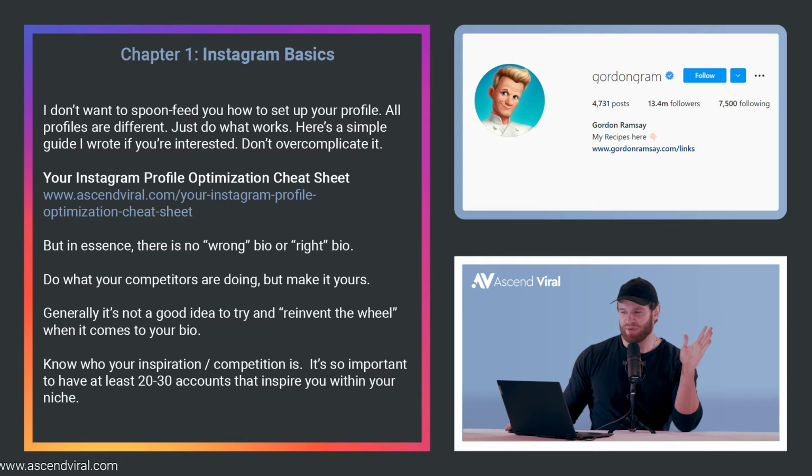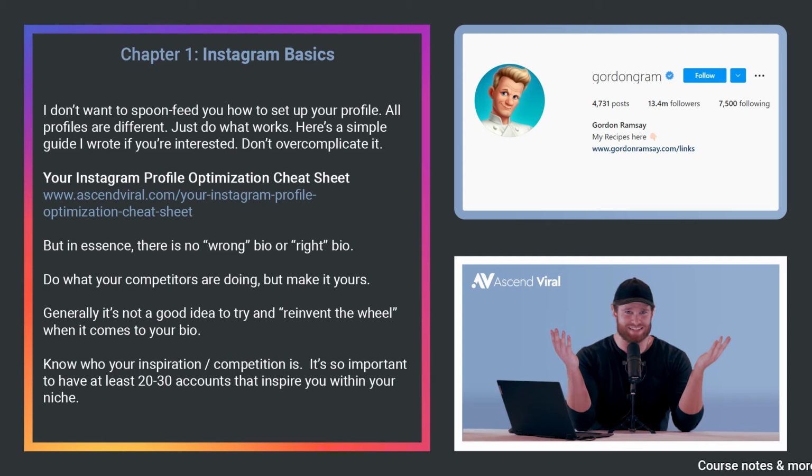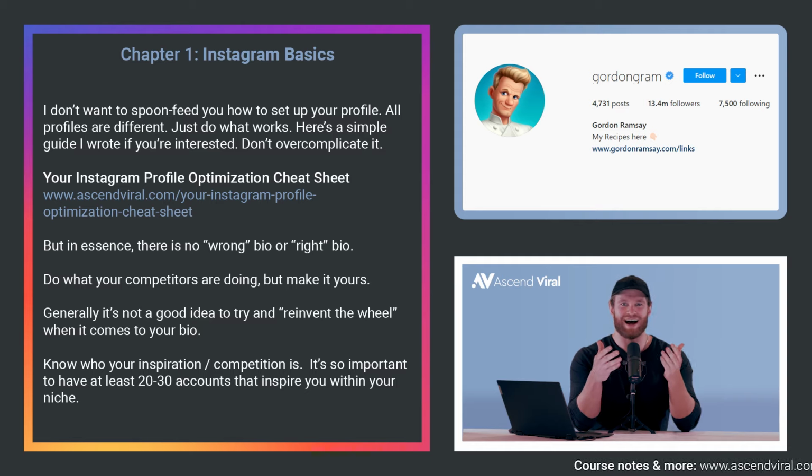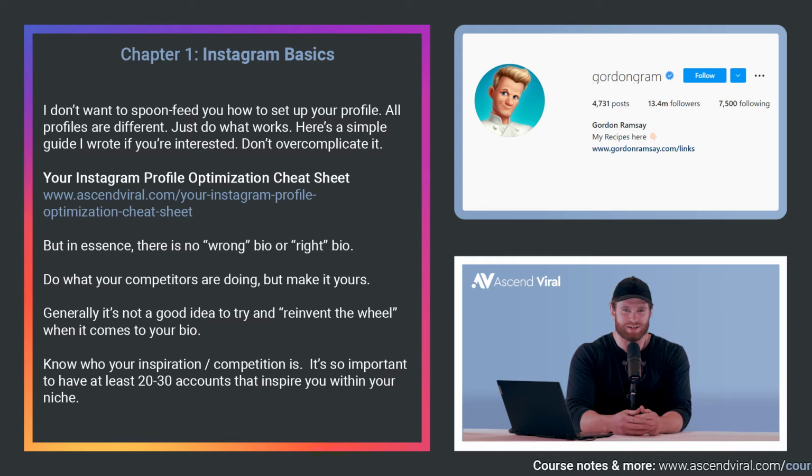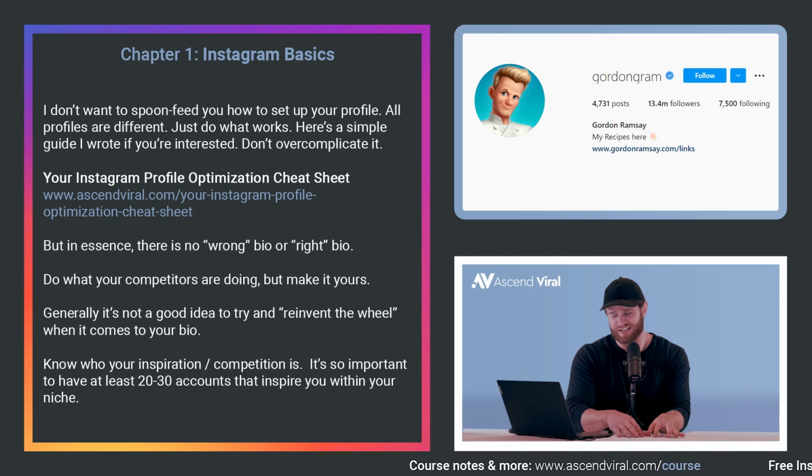I see way too many people trying to reinvent the wheel or strive way too hard to have the perfect bio. And at the end of the day, it's not that big of a deal. I don't think your grid or your bio or your profile are going to be the things that make or break you. I think that's going to come down to your content. Having a nice bio, profile picture, and grid is nice, but it's not something to stress about. Find something that works in your niche, make it yours.